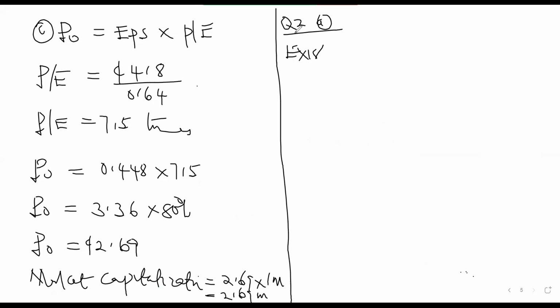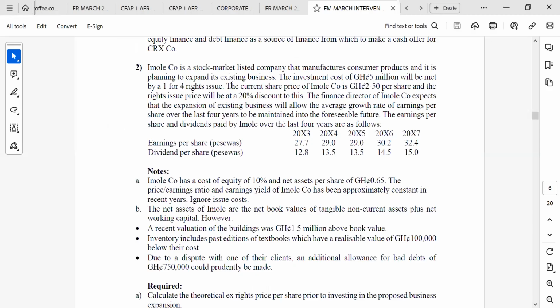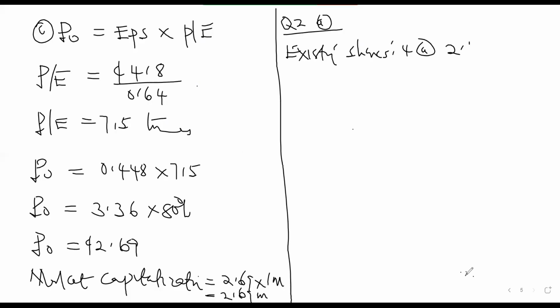So the existing shares will be 4, multiplied by what is the current market price? 1 for 4, so the existing shares is 4. The current market price is 2.5. So 4 multiplied by 2.5. What are we having? 10. Okay, that will be 10.